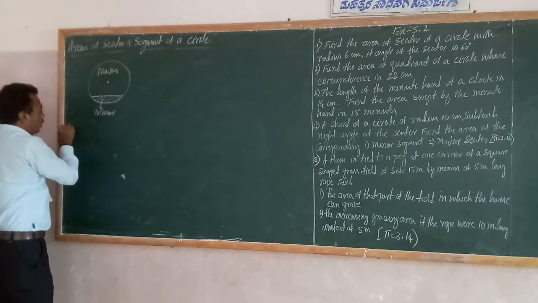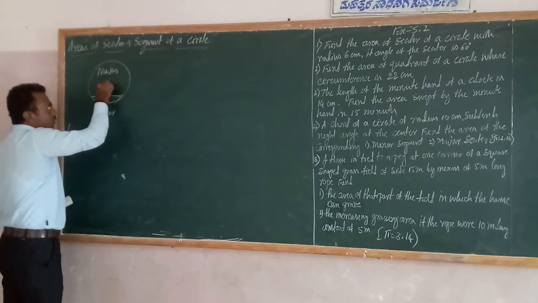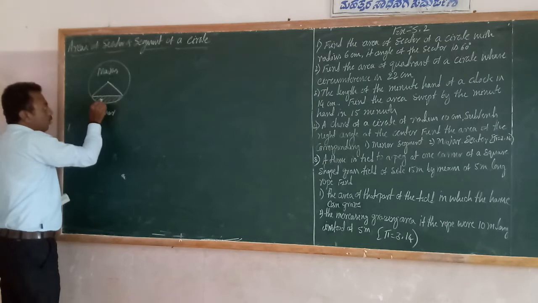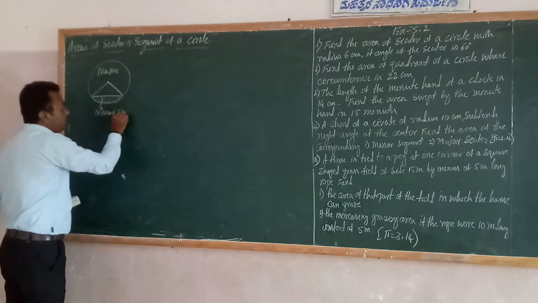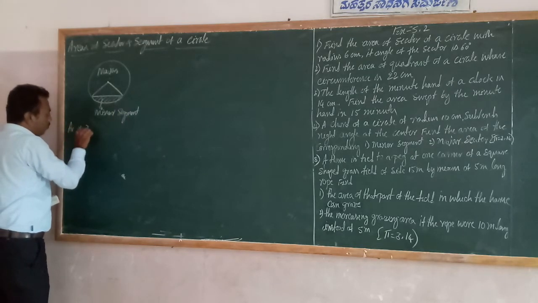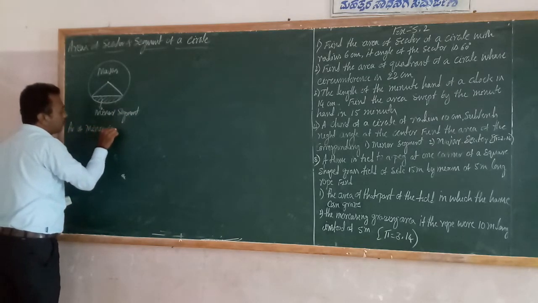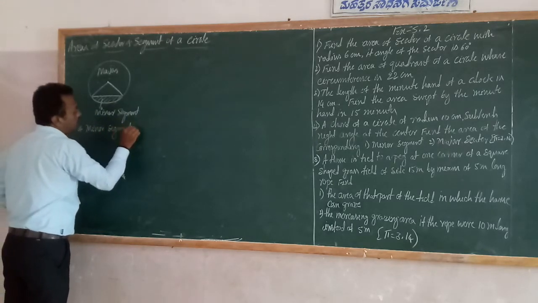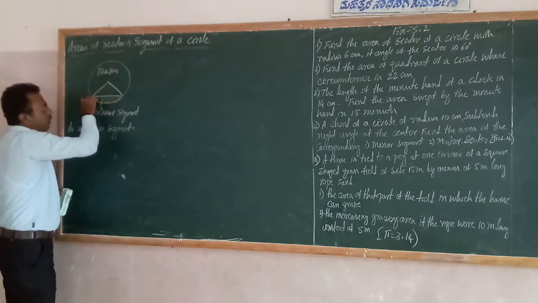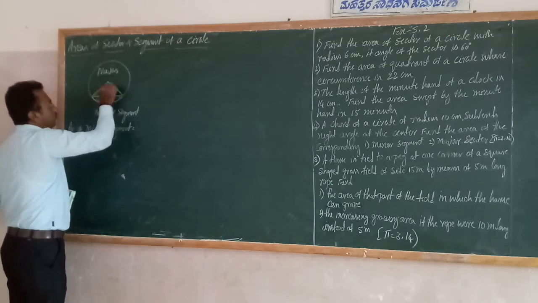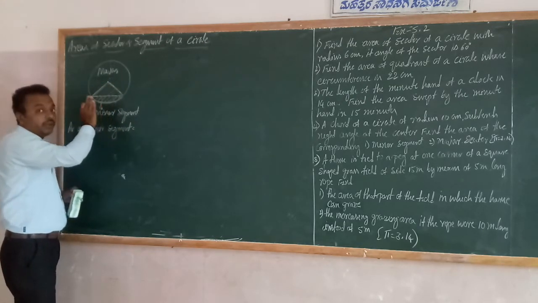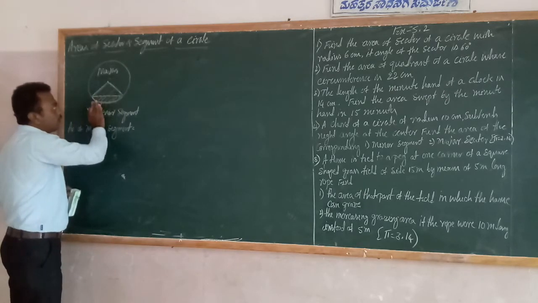So how are you calculating this area? See students, this is the radii. I want the area of the minor segment. It is equal to the formula. See, first this total area, what do we call this area? We call it the area of the minor sector. Is it right? This is the minor sector.